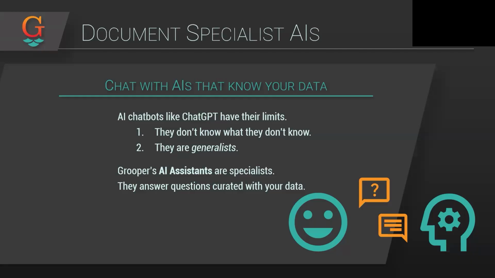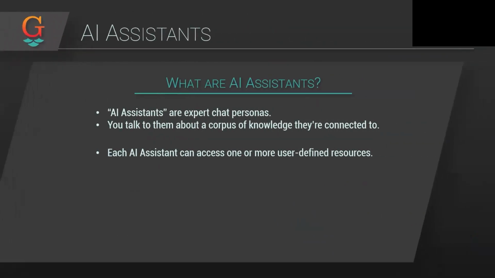Chatbots like ChatGPT, they are generalists. They know a lot of general information, but they don't know specifics about your documents, your data. AI assistants are more curated. They have access to a specific domain of information and can answer questions about it. So very succinctly, they are expert chat personas. It's a good way of thinking of them. And you talk to them about one or more connected resources.